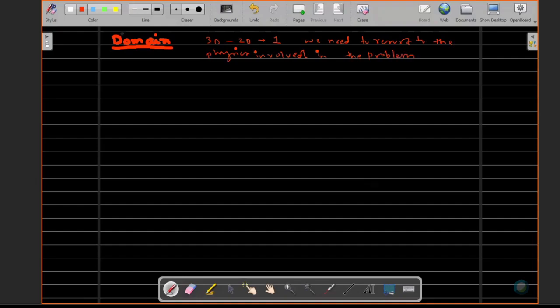Okay. Now, sometimes we can reduce the size of the domain. A full domain can be converted into one-fourth or one-half domain.